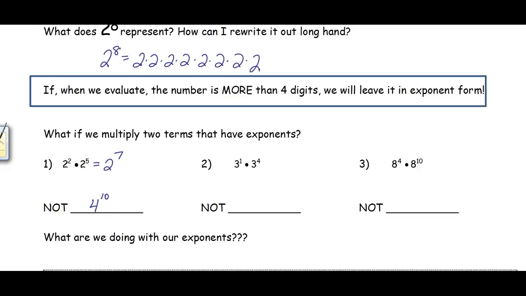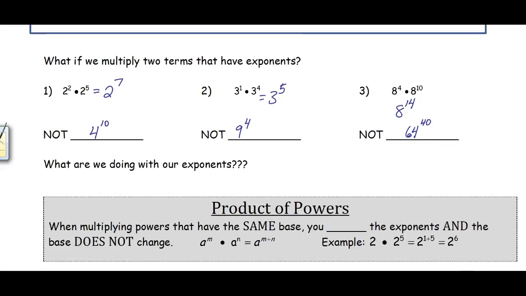Okay, you are not multiplying the bases and you are not multiplying the exponents. So here you're going to have 3 to the 5th, not 9 to the 4th. And lastly, you're going to have 8 to the 14th, not 64 raised to the power of 40. Okay, so what are we doing with our exponents here? When we're multiplying, we are actually going to add our exponents together.